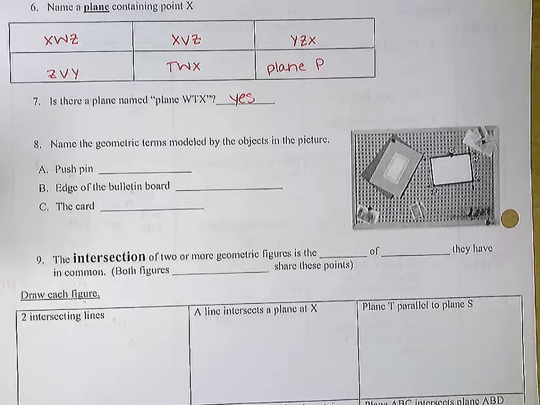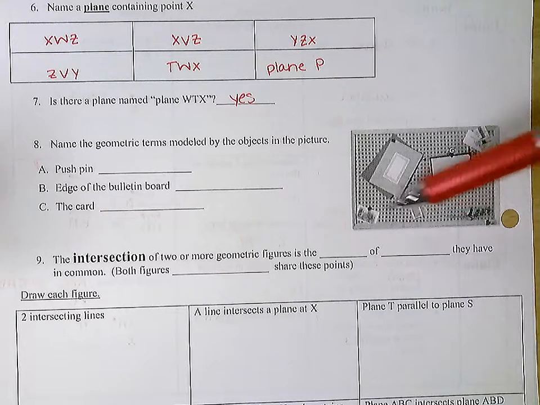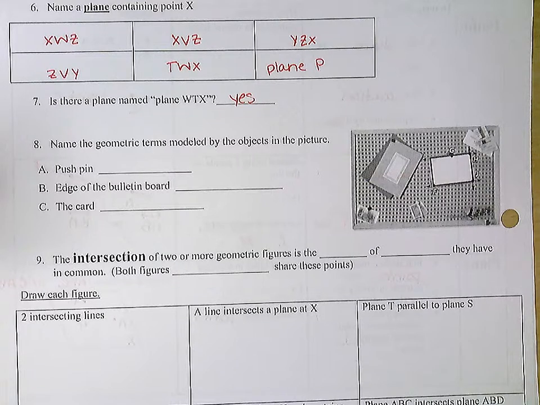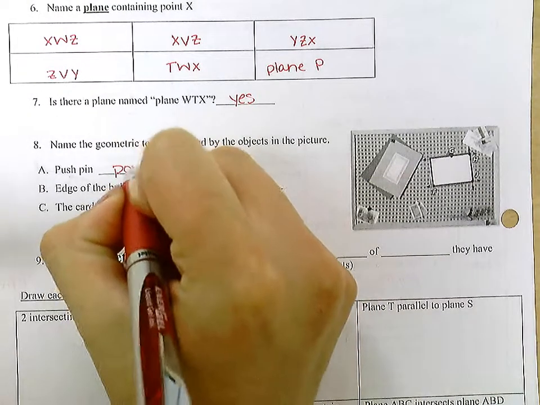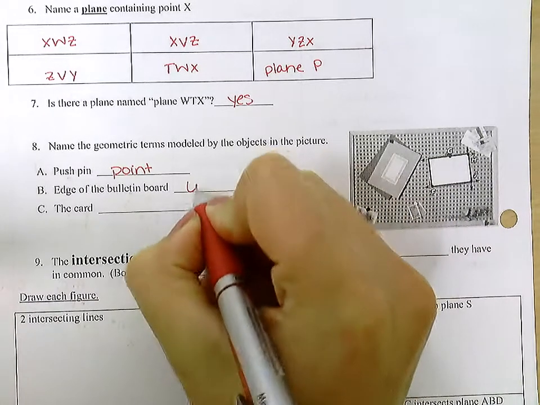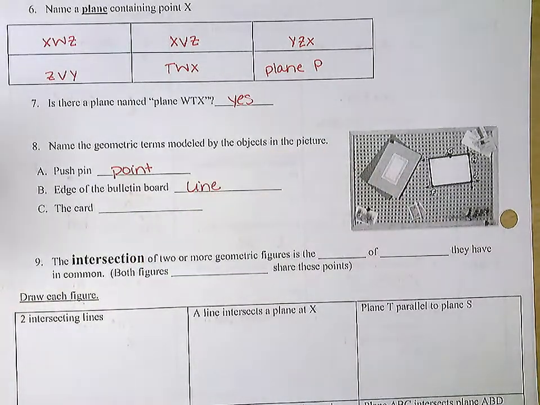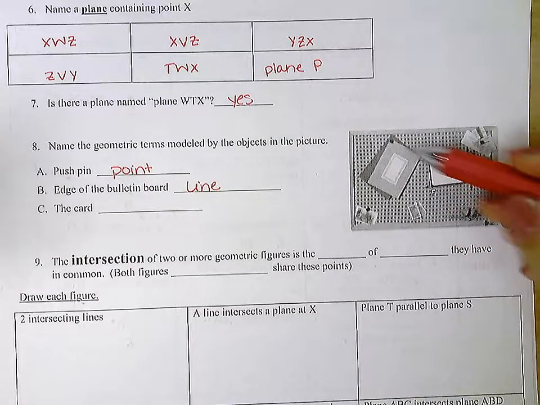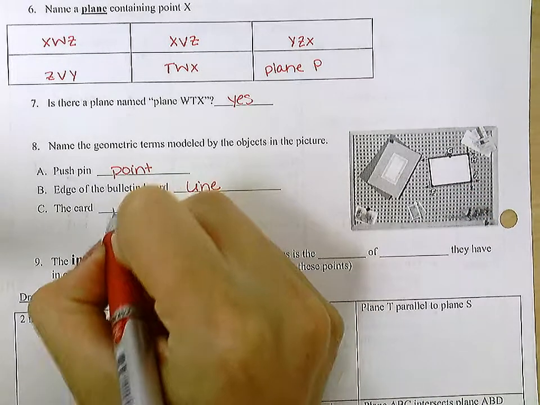All right. So next here, we want to name the geometric terms modeled by the objects in the picture. So push pin. If we have a push pin, what would that model? A point, a line, or a plane? A point. The edge of the bulletin board, not the entire bulletin board, just the edge, would be a line. And then this card over here would be a plane.